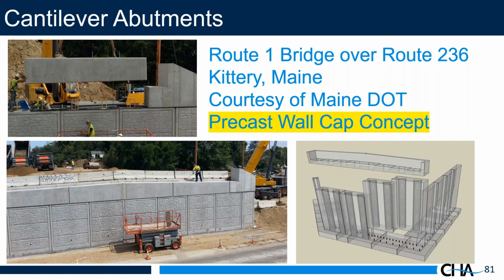The detail shown in the X-ray view is wall panels connected with grouted couplers, but as we showed before, there are multiple options for making that connection. But really, it's cool to see on the left are 2 photos from a bridge built by Maine DOT in Kittery, Maine, where this concept was executed, and you can see the precast wall elements below and the cap going in on the top. Very attractive looking abutment that was very successfully built by Maine DOT.